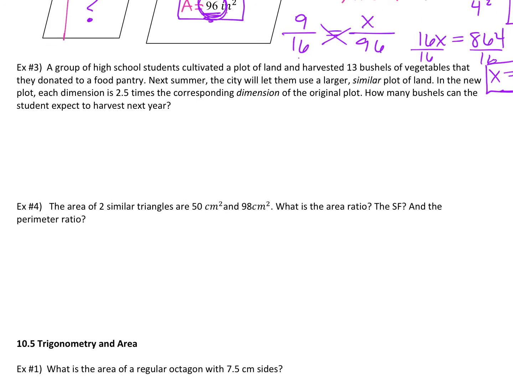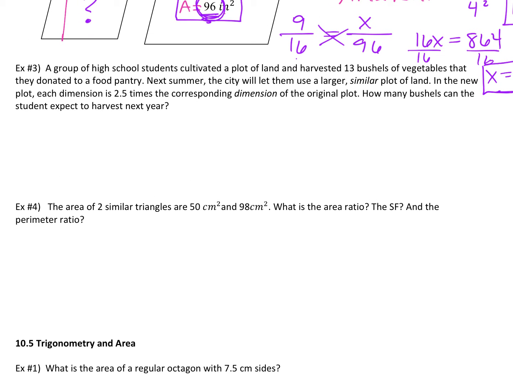Okay, example 3 here. You have a group of high school students. This is our friend Daniel right here. They cultivated a plot of land and harvested 13 bushels of vegetables that they donated to a food pantry. Next summer, the city is going to let them use a larger, similar plot of land. In the new plot, each dimension is 2.5 times the corresponding dimension of the original plot. How many bushels can they expect to harvest? Okay, now there's a lot going on here. So stop and think through this. What are your words? What's going on?